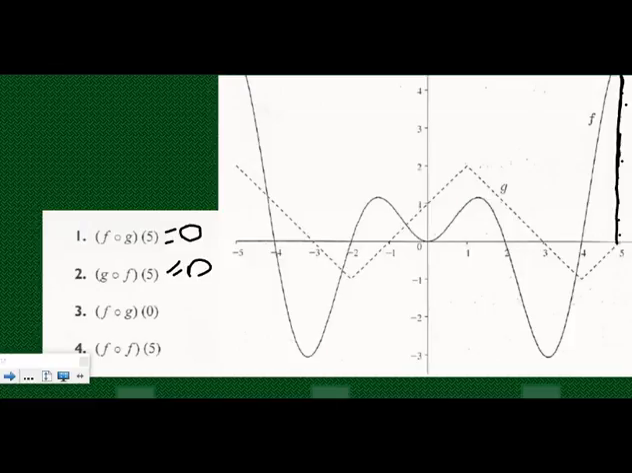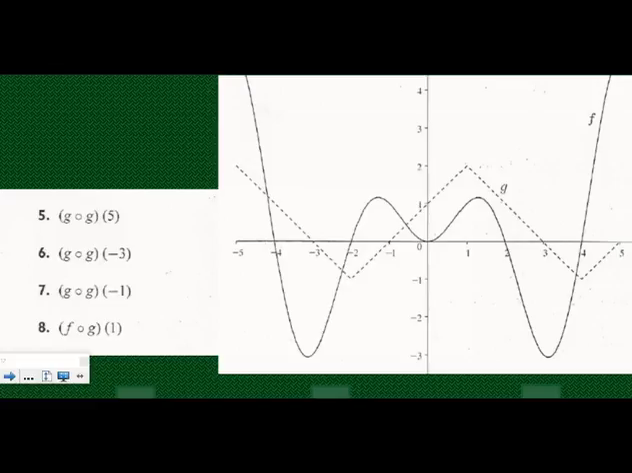Let's try f composed with g of 0. Okay. f composed with g of 0. Well, g of 0, when x is 0, the value of g is 1, and f of 1 is right up here at 1. Okay. Let's try f composed with f of 5. Well, f of 5 we found earlier. When x is 5, f was way up there at 5. And then f of 5 again is 5.